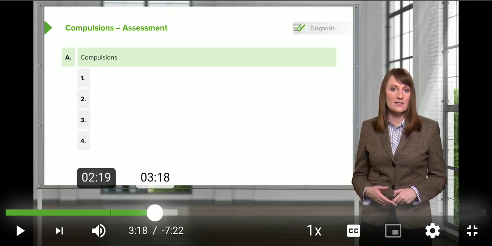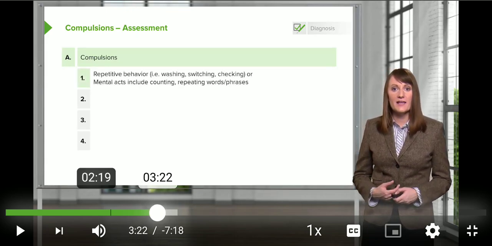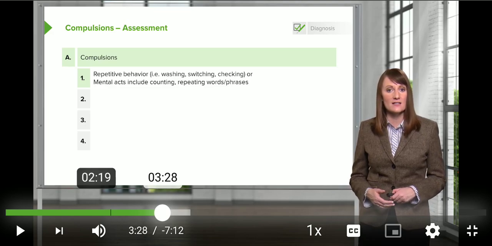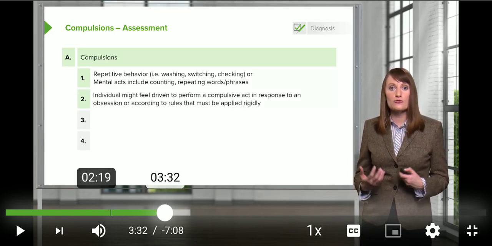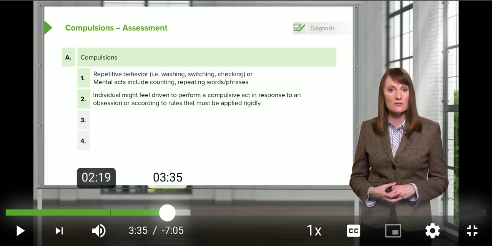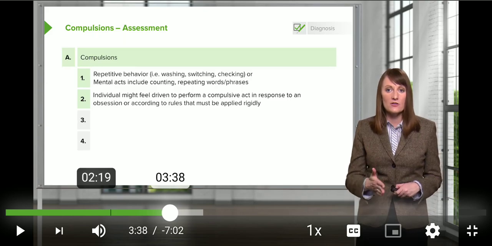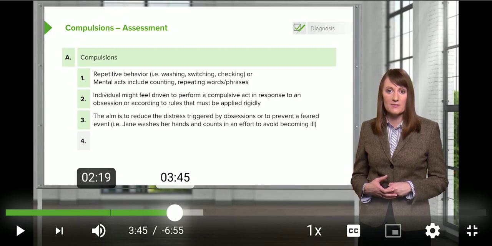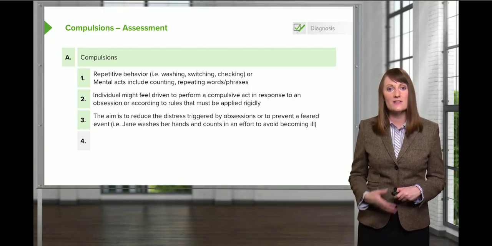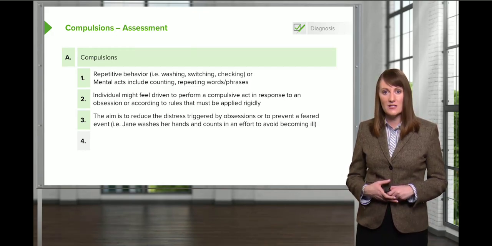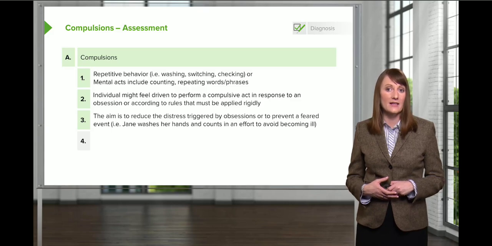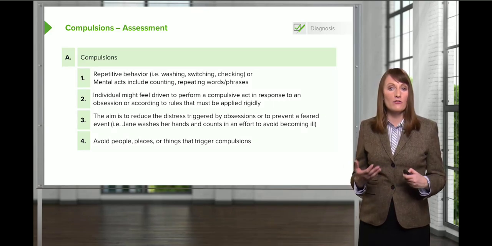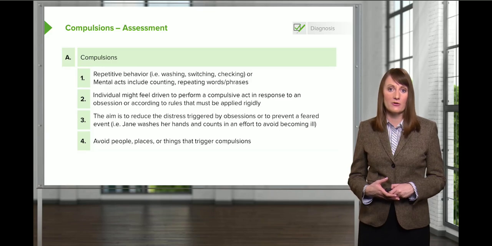In your assessment of compulsions, consider the following. Are there repetitive behaviors, things like washing, switching, checking things, or mental acts like counting, repeating words and phrases? Does the individual feel driven to perform a compulsive act in response to an obsession or according to rules that must be very rigidly applied? In compulsions, the aim is to reduce the stress triggered by obsessions or prevent a feared event. Think about our example with Jane. She washed her hands and counted in an effort to avoid becoming ill.